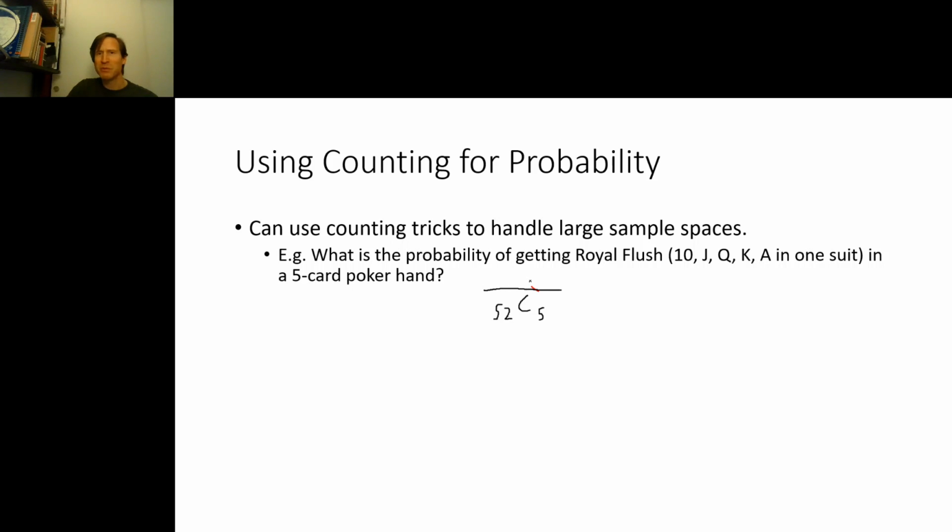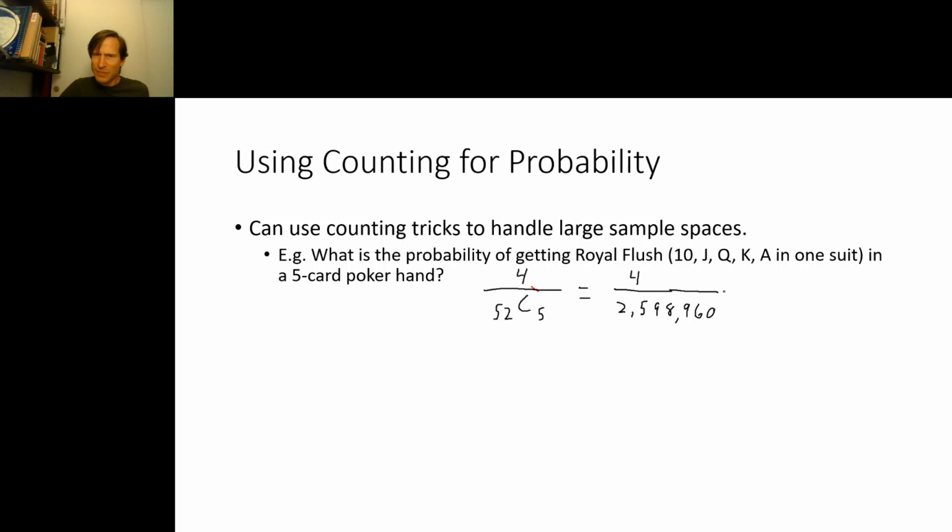In the numerator for this probability, we just need to write down how many royal flushes there are, but there aren't that many. There's one royal flush possible in each suit, and there are 4 suits. So the number of outcomes that are royal flushes is just a 4. So now we can calculate what this is. 52 choose 5 turns out is 2,598,960.